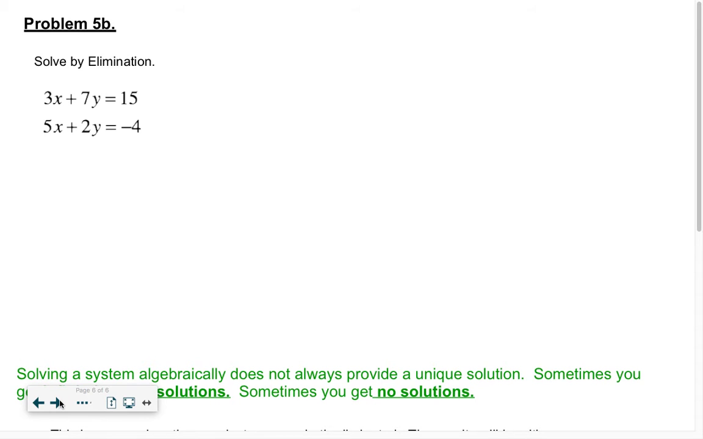What do you guys want to cancel on this one? X's or y's? X's. What do you want to multiply the top by? 5. What do you want to multiply the bottom by? -3. We'll try -1. Good idea. Okay. Let's do the top equation first. If I multiply by 5, I get how much x? What's 3x times 5? 15x. What's 7 times 5? 35.